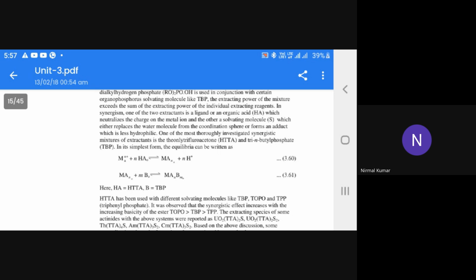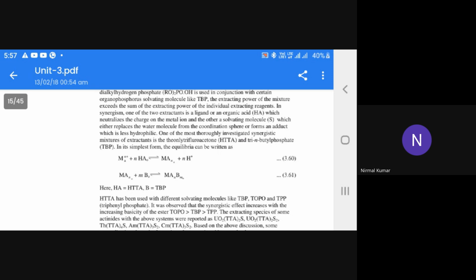Okay. So extraction by synergism led by acid. So M^n+ reacts with HA. HA is the thenoyltrifluoroacetone, HTTA, so it gives rise to the complex. Metal will react with the anionic part, and H+ will be released. And similarly, it will then react with the TBP to produce the complex MAnB. That is the synergistic complex. Both will react to produce the complex.